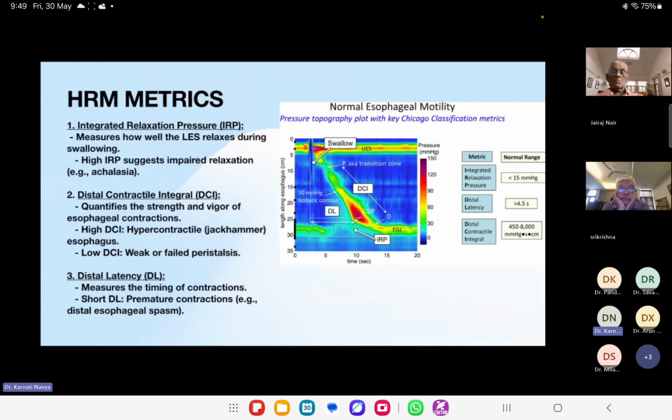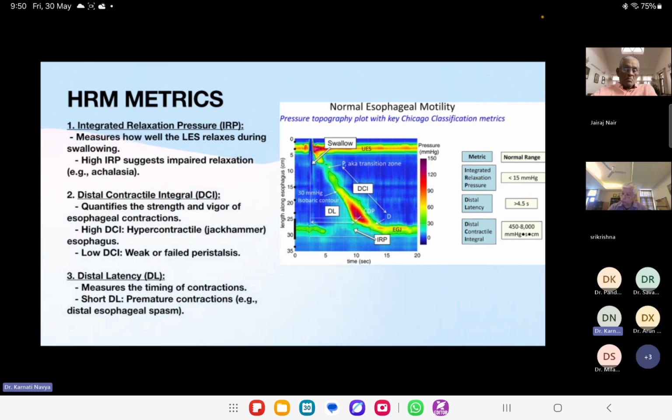Here you can see on the graph that the low integrated relaxation pressure is measured between the y-axis and the distal contractile part. Now, normal pressure should be less than 15 mm of Hg. Then next comes the distal contractile integral, which quantifies the strength and vigor of esophageal contractions, that is nothing but the peristaltic contractions. If it is high, then it is a hypercontractile jackhammer esophagus. If it is low, it indicates a weak or failed peristalsis. It should normally be between 450 to 8,000.